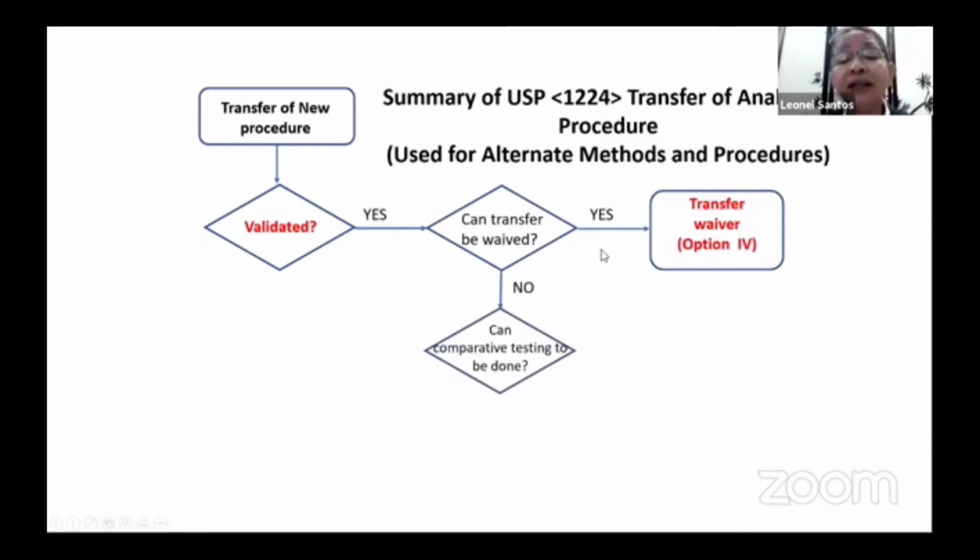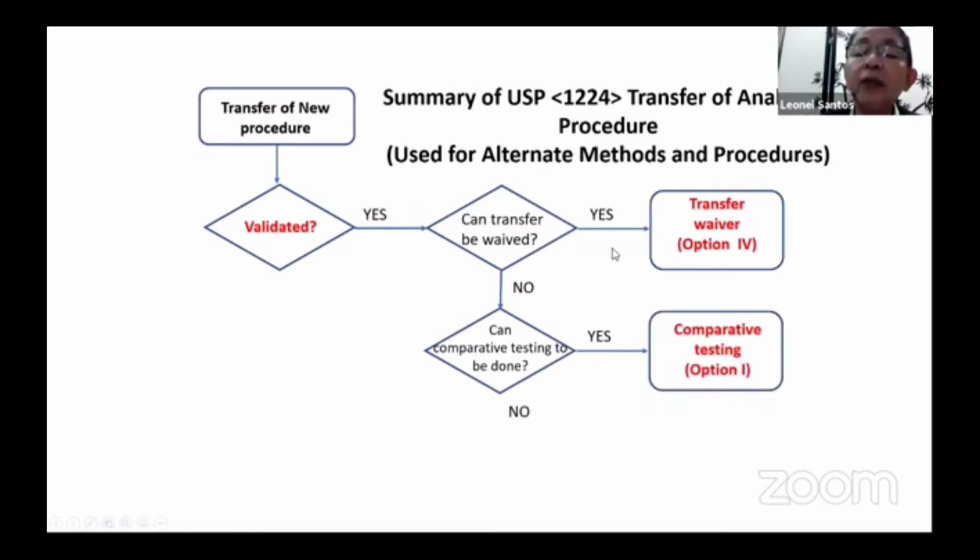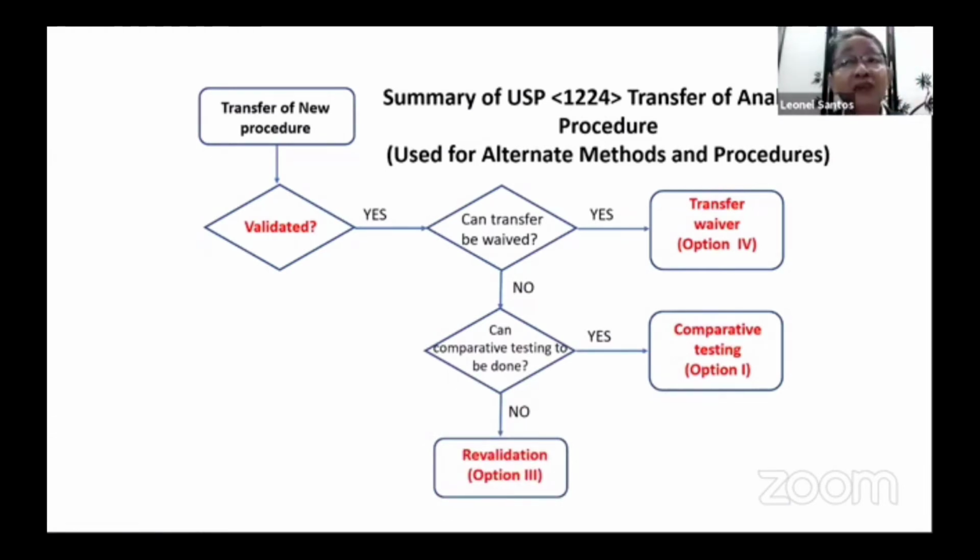If not, then you can analyze a common sample between a transferring lab and a receiving lab, and this is termed as the comparative testing. And if not, if you still have issues, you have to do what is called the revalidation, meaning the receiving lab has to do some or most of the validation processes.